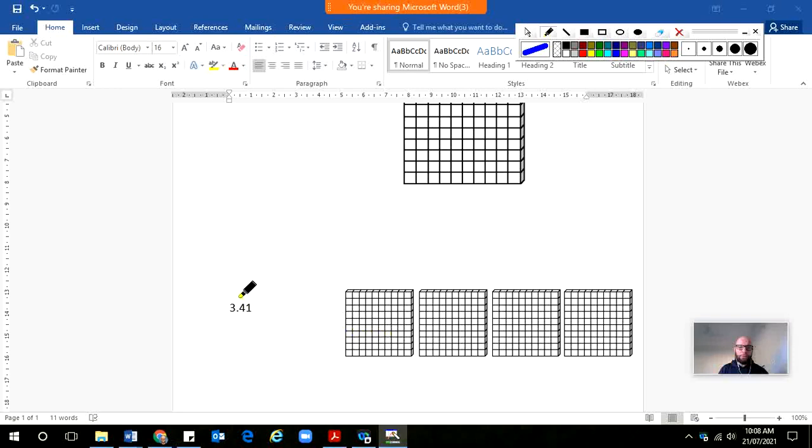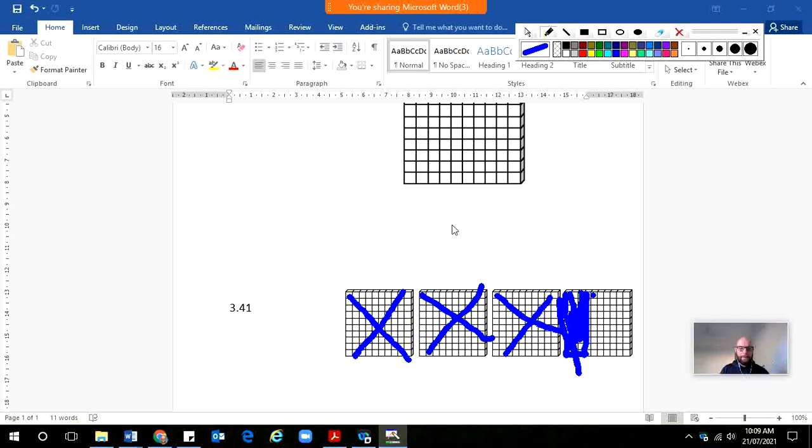So 3 and 41/100ths basically means you've got three wholes. So that would mean you'd have all of this coloured in, all of this one coloured in, and all of this one coloured in. And then you would have 41/100ths shaded in too. So you've got four columns. So those four columns here, plus, terrible colouring, plus the one extra there.